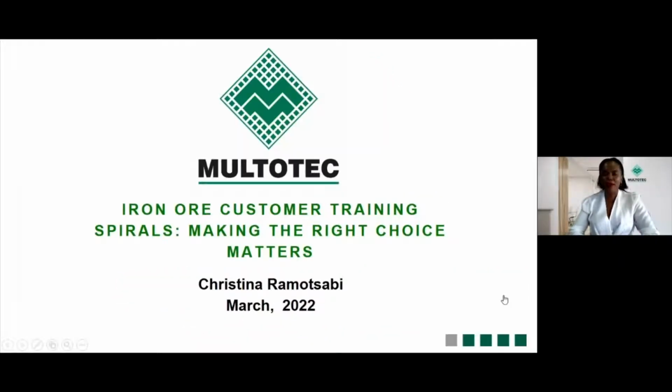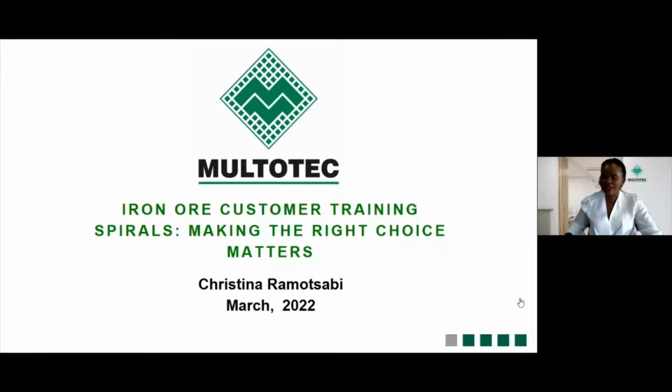Good day, everybody. There are many different types of technologies used to beneficiate fine iron ore. We have cyclones, spirals, magnetic separators, as well as classifiers. Each technology has its pros and cons. These pros and cons also have a direct impact on efficiencies and the profitability of the operation. Therefore, when making a selection, the right choice matters.